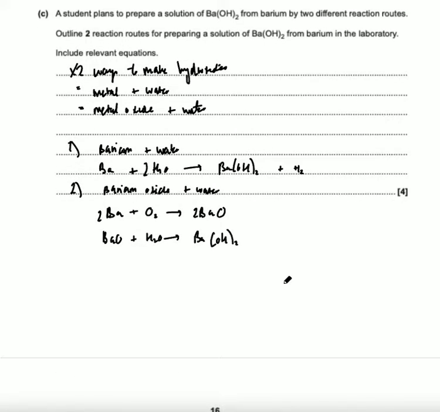A student plans to prepare a solution of barium hydroxide from barium by 2 different reaction routes. Outline 2 reaction routes for preparing a solution of barium hydroxide from barium in the laboratory. Okay. Include 2 different equations.